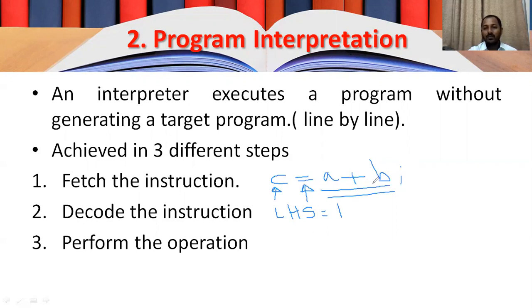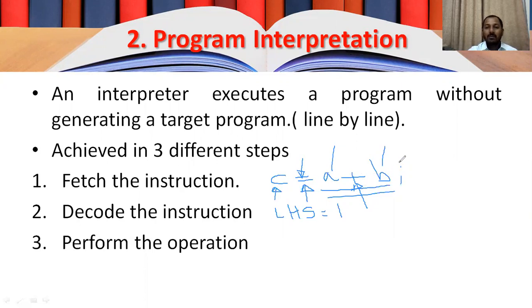So C equal to A plus B will work. So what will decode the instruction do? Decode the instruction will find out the meaning of this particular statement. What is the meaning of this statement? Assign the value of RHS to LHS. So this equal to is nothing but an assignment statement. Now it will check whether after this equal to there is any calculation. Yes, plus is there. Plus means addition of this symbol A and B is to be performed.